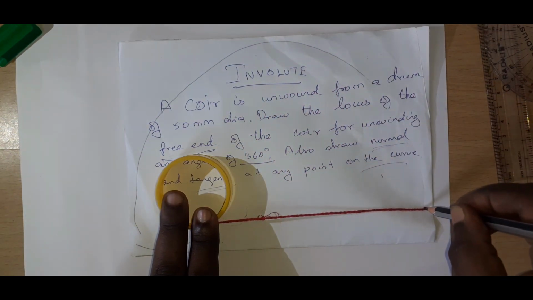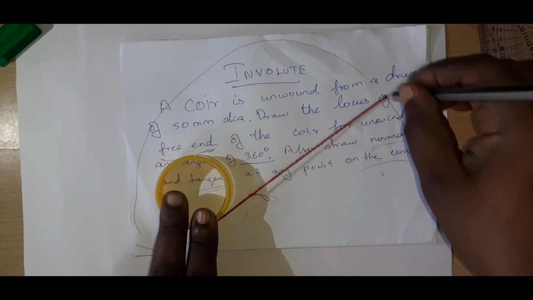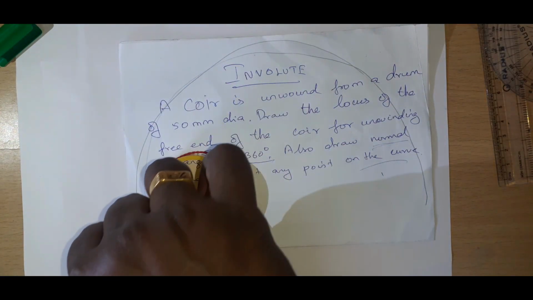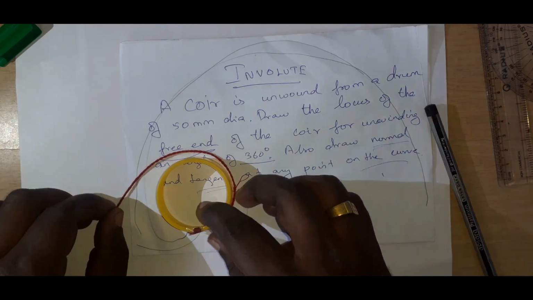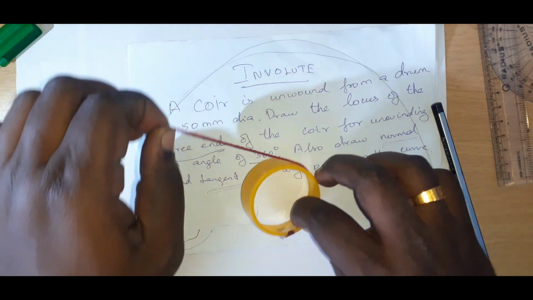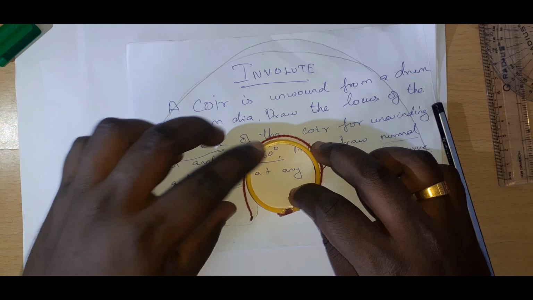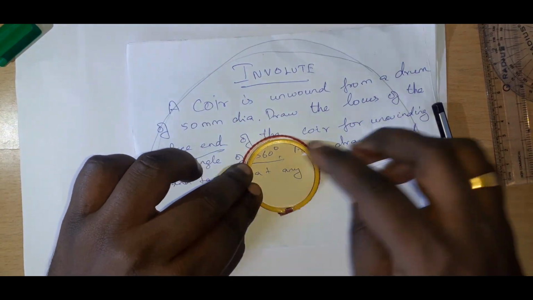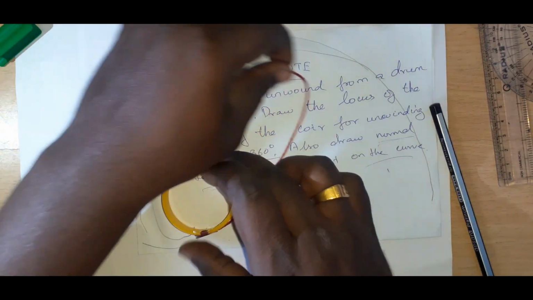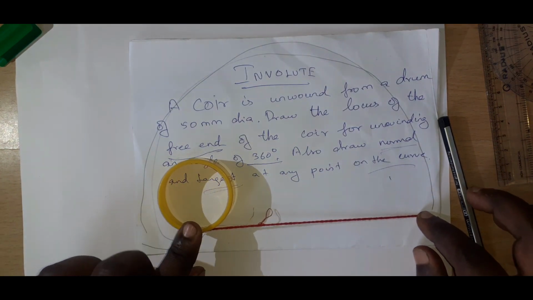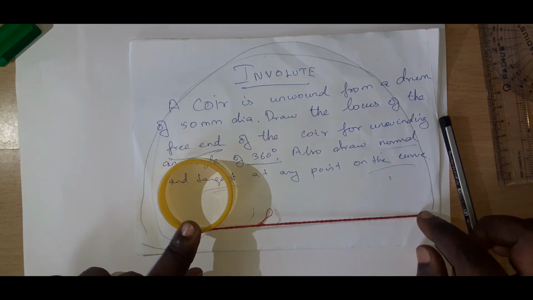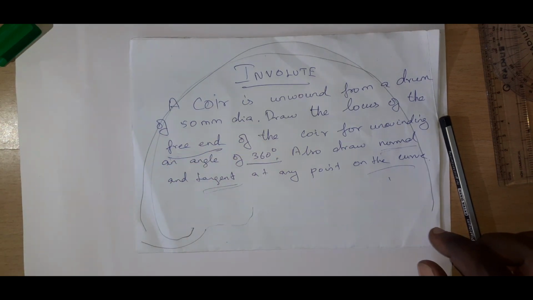This will be the curve. It has been wound in this way. Here you can clearly understand this is a coil of full circumference. The length of the coil is the total circumference of the circle. It will be unwound like this. Okay, so we can go to the problem.